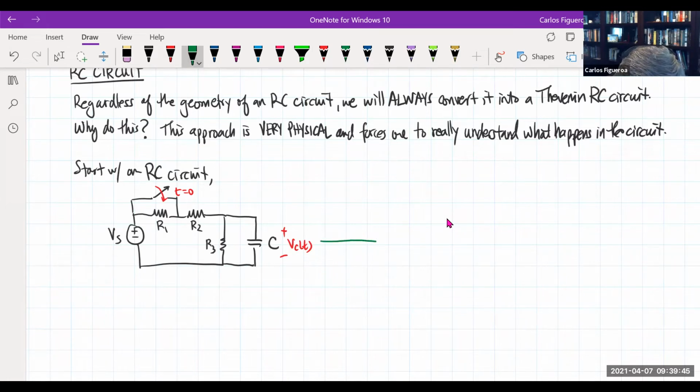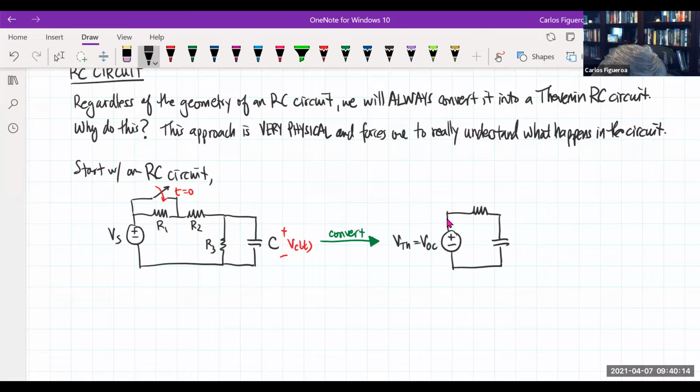My whole goal here is that I want to convert this circuit. And how do I want to convert it? I remove the cap, and then I find the Thevenin equivalent so that in the end, and remember, I'm not going to write VTH, I'd rather write VOC because that's what we really calculate, we're going to get a circuit that always looks like this. So if I have a circuit like this, then I know how to calculate the voltage of the capacitor.